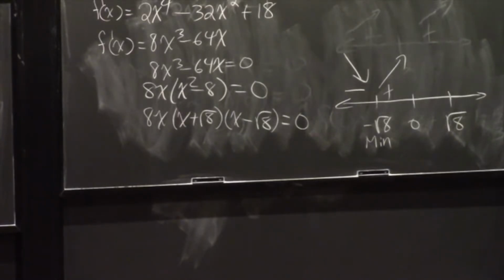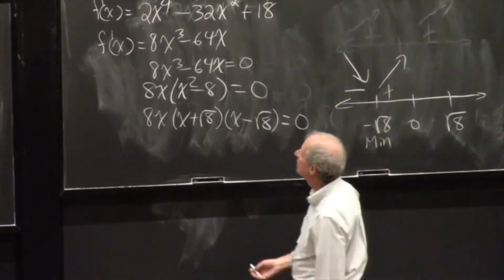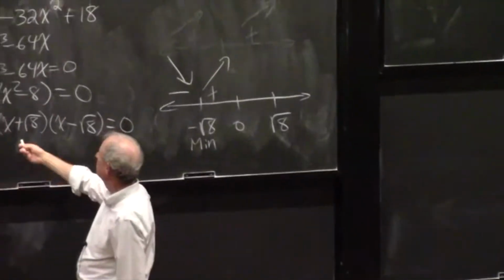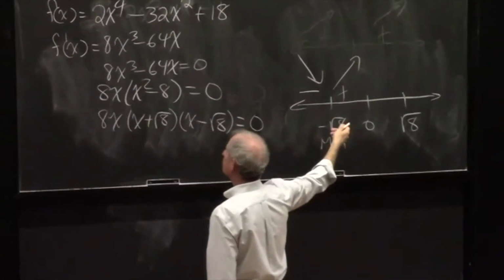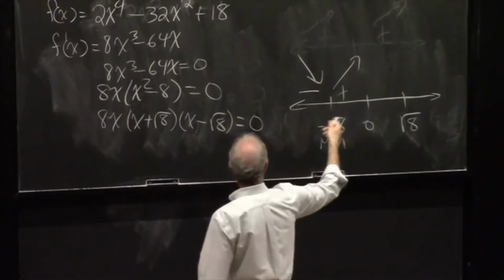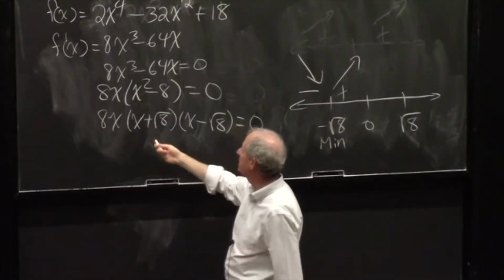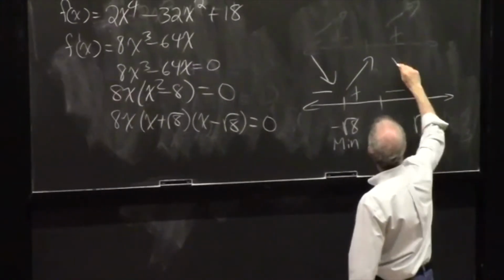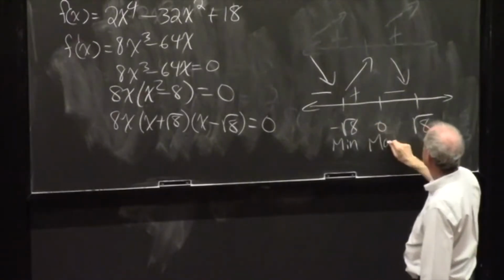Now we plug in a number between 0 and positive square root of 8, I apologize, I said plug in 0. So like 1, we get positive, positive, negative. So it's going down again, so this one was a maximum.